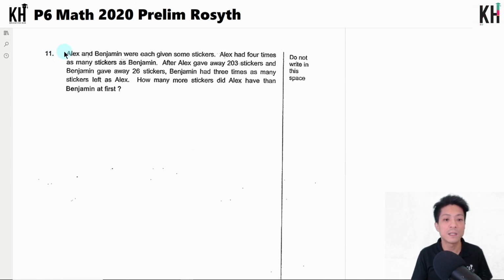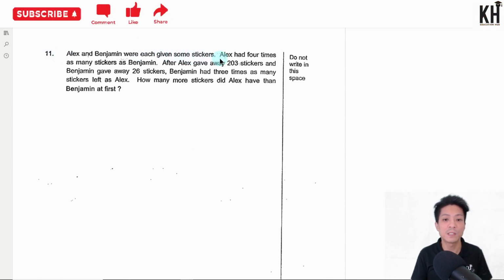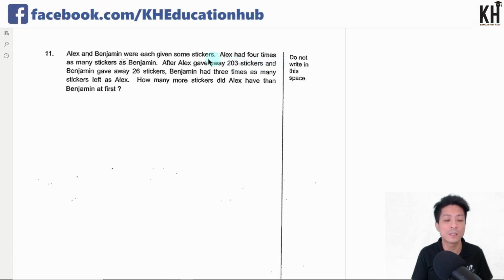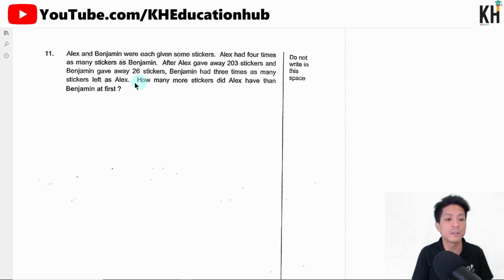Question 11. Alex and Benjamin were each given some stickers. Alex had 4 times as many stickers as Benjamin. After Alex gave away 203 stickers and Benjamin gave away 206 stickers, Benjamin had 3 times as many stickers left as Alex. How many more stickers did Alex have than Benjamin at first?